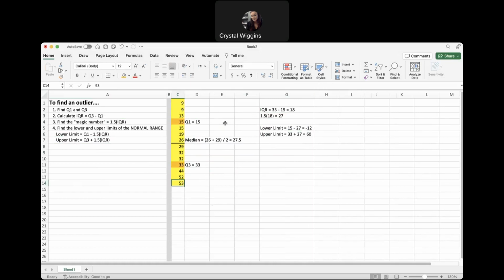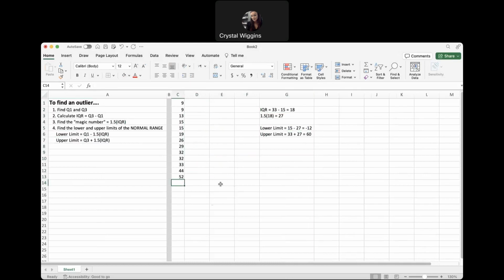Let's just quickly look at how the calculations change if I was to have an odd data set. So let me clear out all of this highlighting here. Let me just delete this last data value. Now I have 13 data values in the data set.